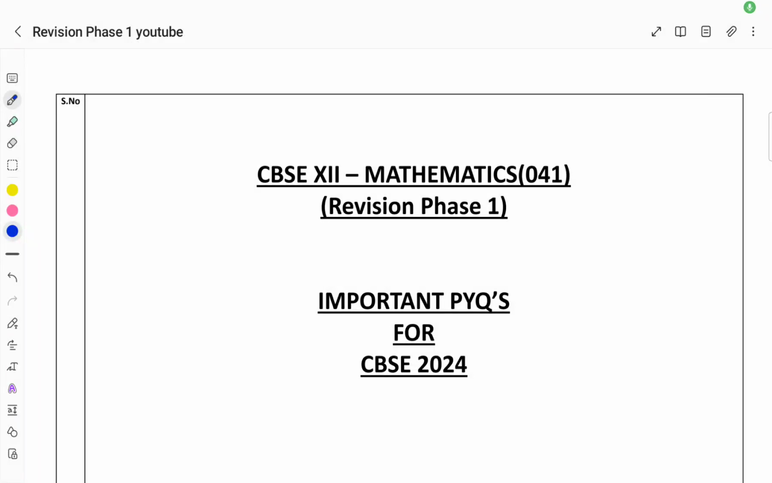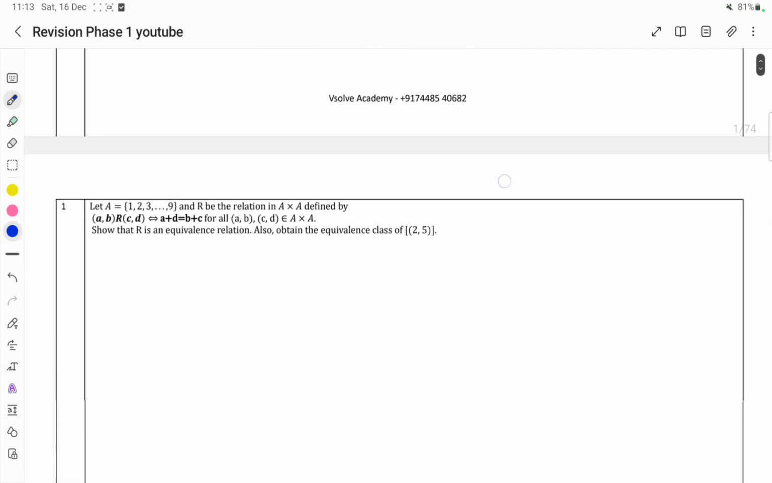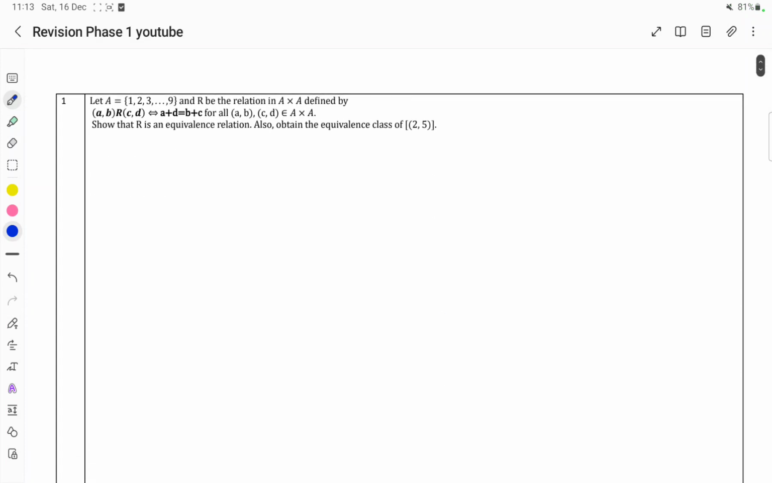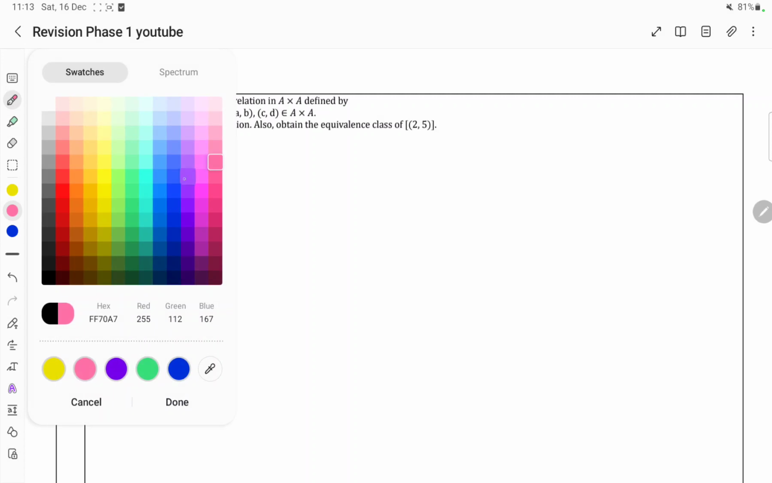In this session we can start some important questions for class 12 CBSE mathematics. So first question, this is from relations and functions. Set A is given as 1, 2, 3 up to 9, and R is a relation in A cross A. First we have to see what is the meaning of relation in A cross A.